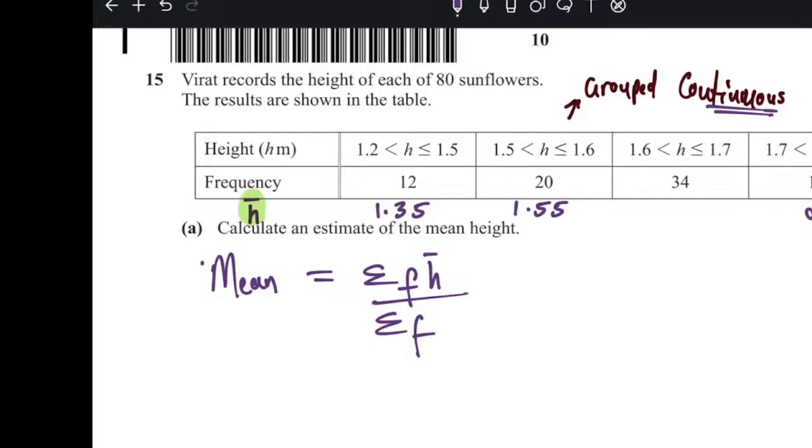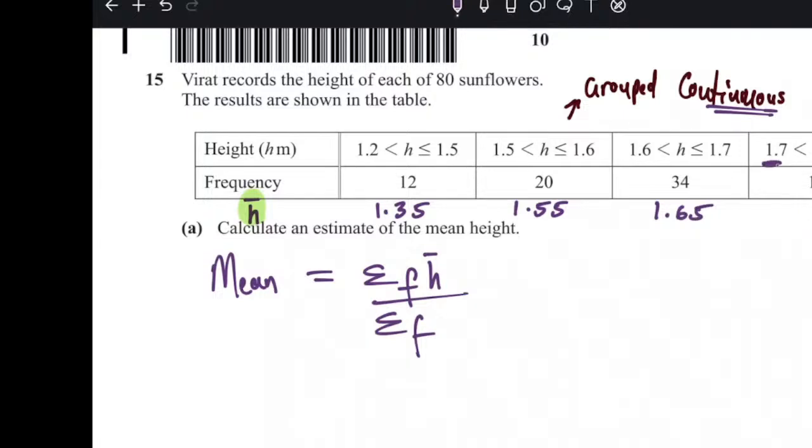Don't forget, you are going to need to know how to find h bar. So you should know this formula. It's a very popular one, this one. Then you should know how to find it. Find h bar first by adding. So say 1.6 plus 1.7. Get me an answer. Then divide by 2. Yes, it's 1.65. Well done.